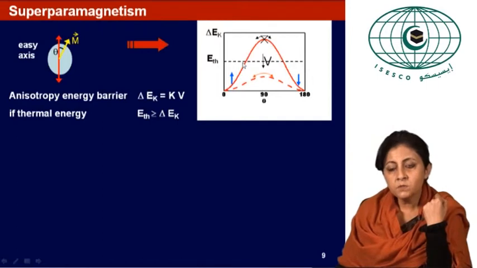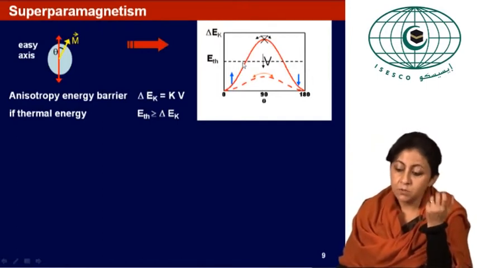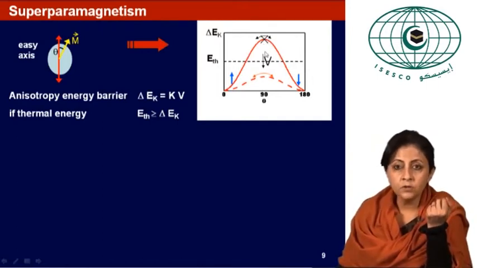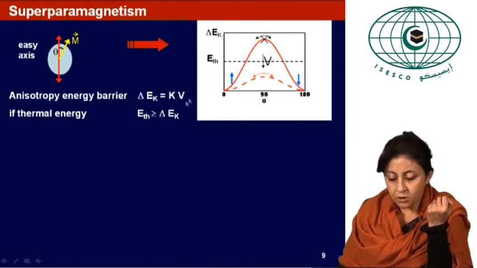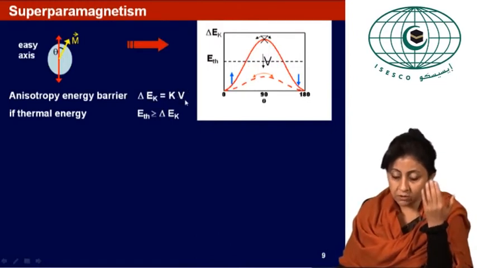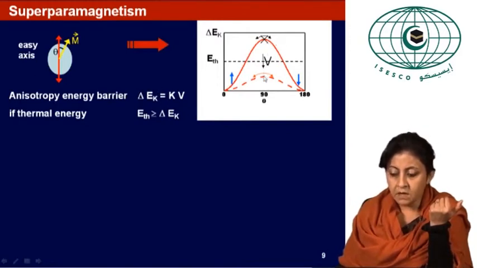But what happens when we go to the nanoscale? What we're doing is we're reducing the volume. When we are reducing the volume of the particle, when we are going to the nanoscale, you're basically reducing the anisotropy energy barrier. So this barrier height comes down.